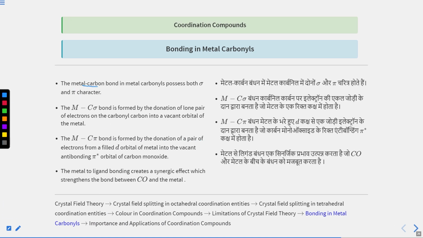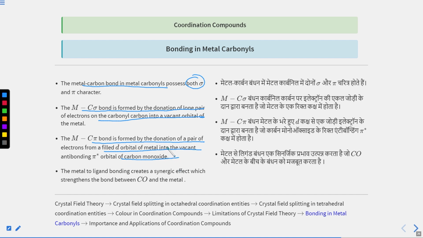The metal-carbon bond in metal carbonyls possesses sigma and pi character, right? The metal-carbonyl sigma bond is formed by the donation of a lone pair of electrons on the carbonyl carbon into the vacant metal orbital, and the pi bond is formed by the donation of a pair of electrons from a metal d orbital into the vacant pi star orbital of carbon monoxide.